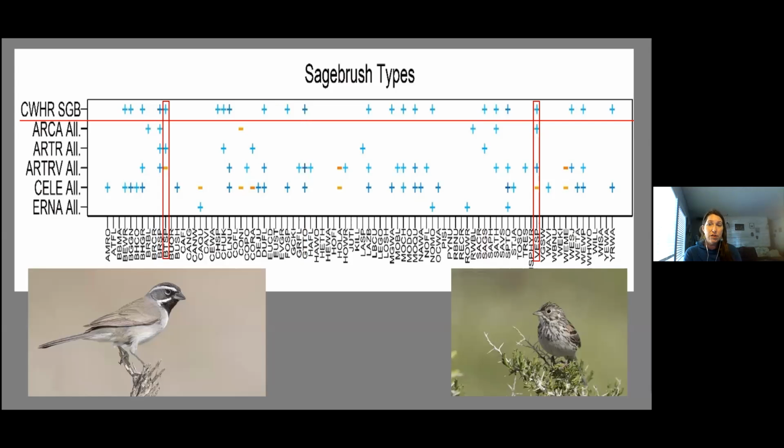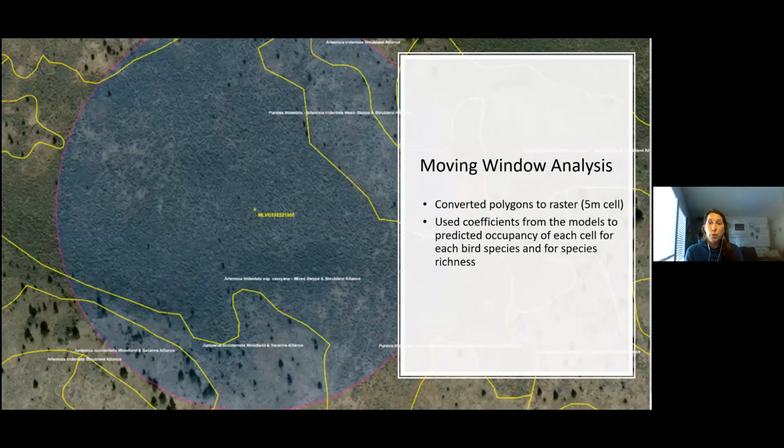We also see situations like in these 2 examples, where species are even found to be negatively associated with one of the alliances that's found in the CWHR type, even though it was positively correlated with the CWHR sagebrush. So we found the best fitting models using the MCV classification.